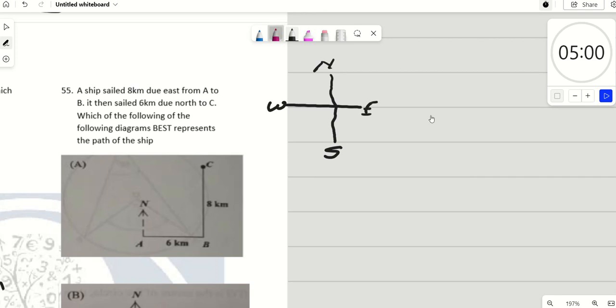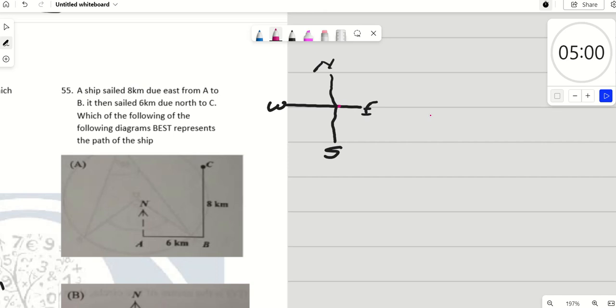Right, so let us just draw this. They said a ship sail, so we are starting at the center here. A ship sailed from A to B. It sailed 6 kilometers due north. So if it is 6 kilometers due north, that means it is going up, right? For 6 kilometers. Then they said, this is A to B, and then from B to C, wait. From A to B, it sailed 6 kilometers due north. To C, what am I saying? No, I read this question wrong. Hold on.